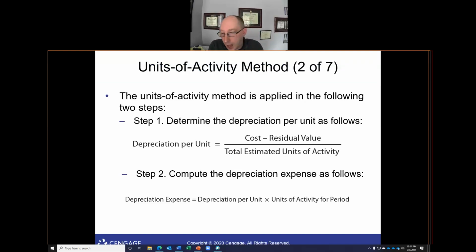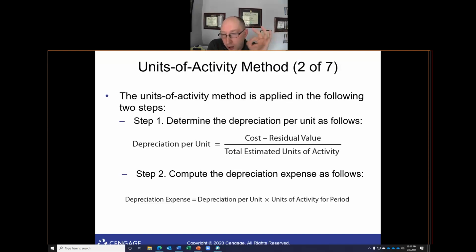Here are the steps we take to figure out the units of activity. Number 1, we determine the depreciation per unit. Take our cost minus residual value divided by total estimated units of activity. Now, how do we figure that part out?